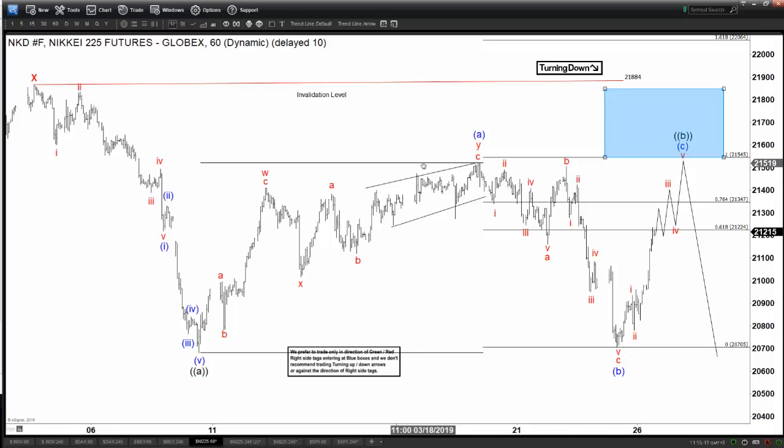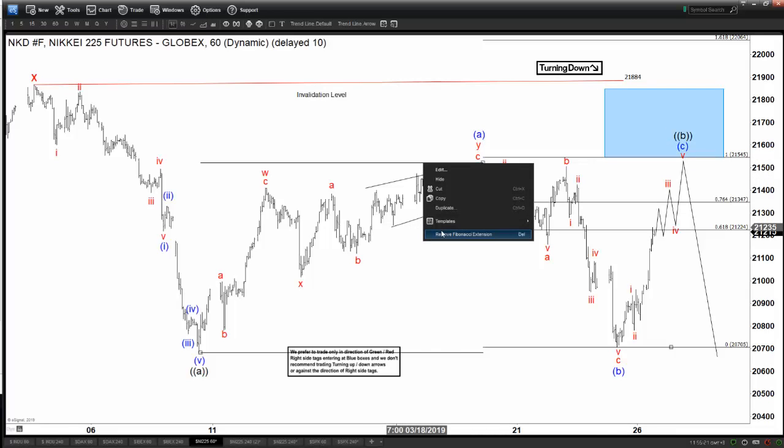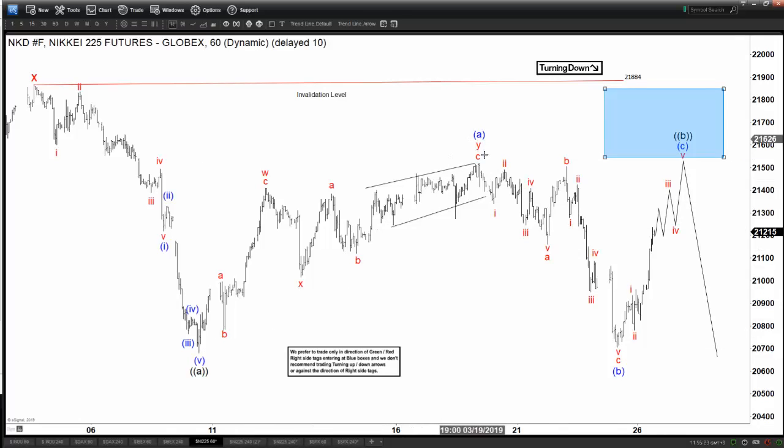Now, another way to look at it is that there are a couple of different flats. There is another type called a running flat. If it is a running flat, it doesn't necessarily have to break above the A. It can end below the A here, so the C could end somewhere here, and then also the B, and then it starts to turn lower. So the idea is, as long as this does not break 21,884, we are looking for this current rally to finish and then start to turn lower.